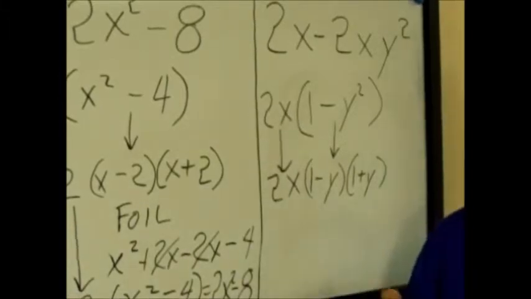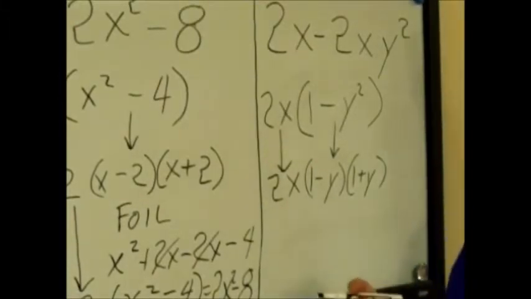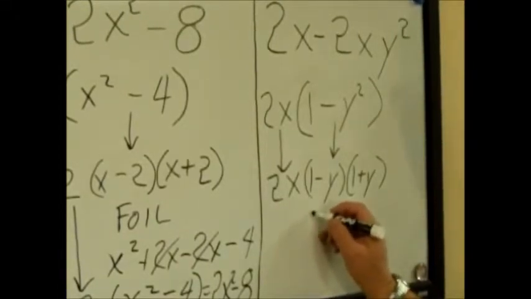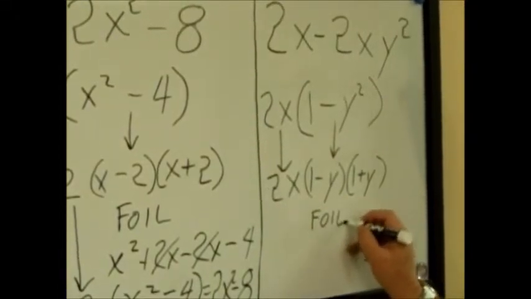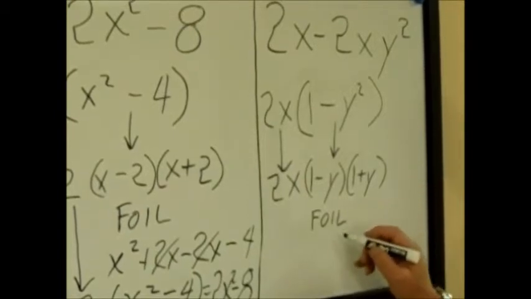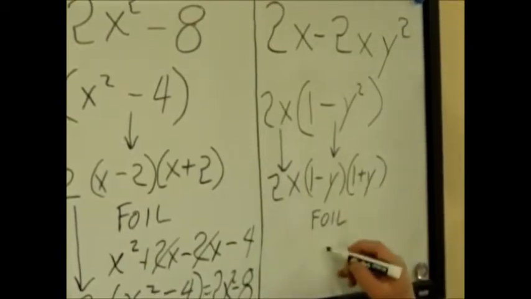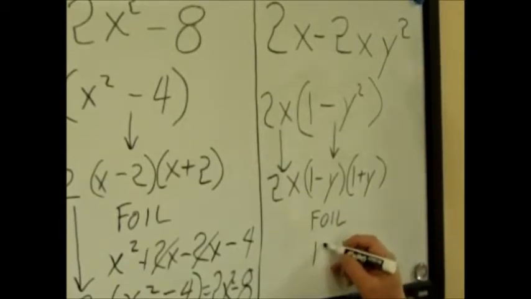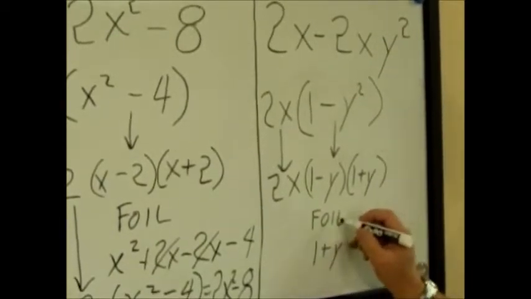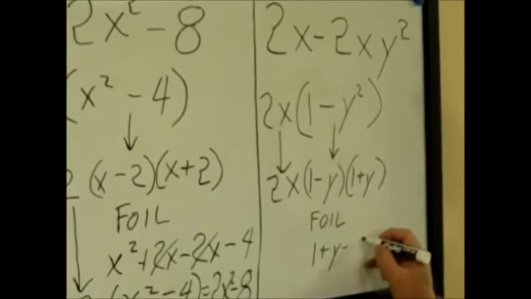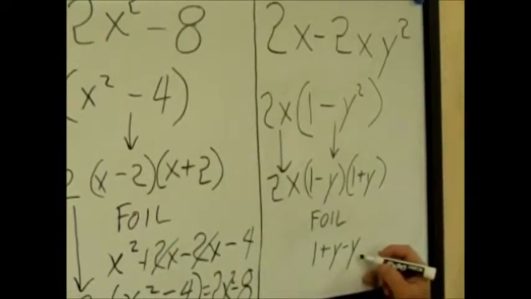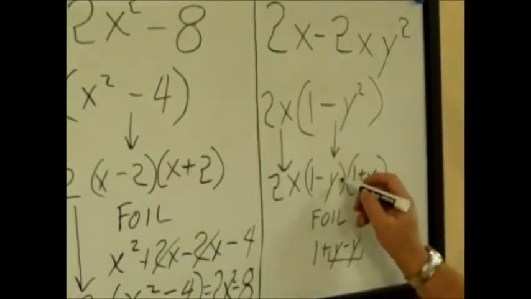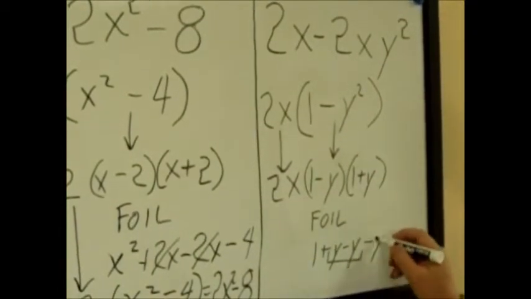And that's our solution. And again, if we want to verify that this is correct, we can use the FOIL method and go backwards back to where we started. FOIL: first, outer, inner, last. First, 1 times 1. Outer, 1 times y. Inner, minus y times 1. So we have a plus y and a minus y, which cancel each other out here. And then last, y times y, minus y squared.